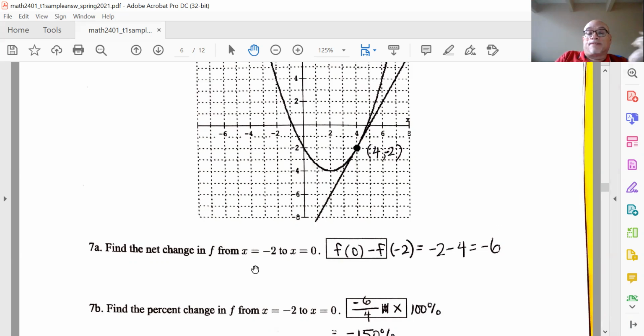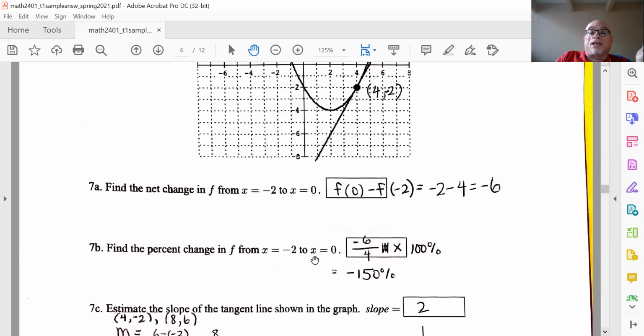All right, so this is the formula for computing net change in a function. What about percent change between these same two values? Well, percent change has an easy formula also. You simply take the net change, which we already calculated in the first part here. The net change is minus 6, and you divide that by your first output value, the output value that corresponds to x equal minus 2. And then you convert that to a percentage by multiplying by 100%.